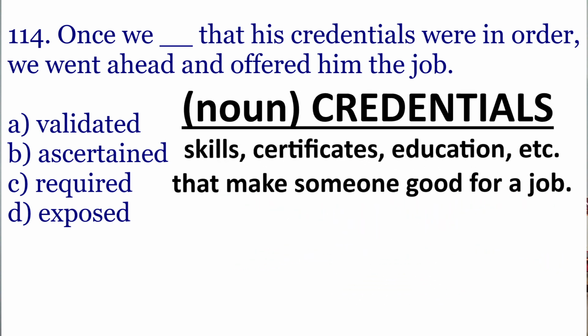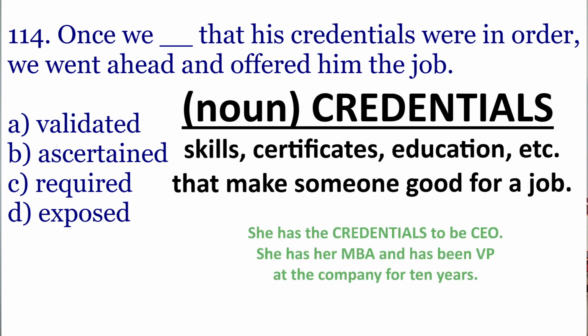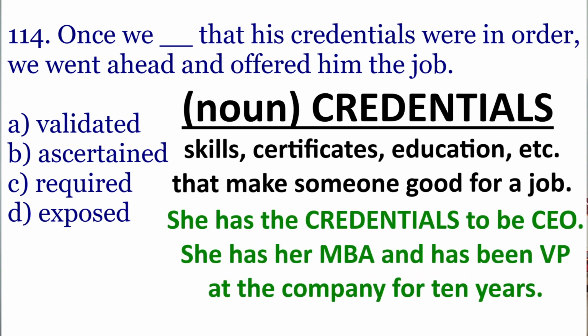Next is credentials. Credentials are skills, certificates, abilities, etc. that make someone good for a job. An example, he applied to be a nurse at the hospital, but was not hired because he didn't have any credentials. He had no education or experience in the field, so he didn't have credentials. Or, she has the credentials to be CEO. She has an MBA and has been vice president at the company for 10 years. So she has the skills, she has the qualifications.